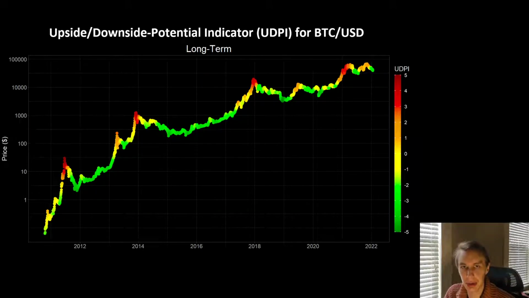So I really want to talk about what can we look at to get an idea of where we stand in the market today. So, of course, with this channel, we talk a lot about our risk indicator, the upside downside potential indicator. So that's where I figured I'd start to see what it is saying.